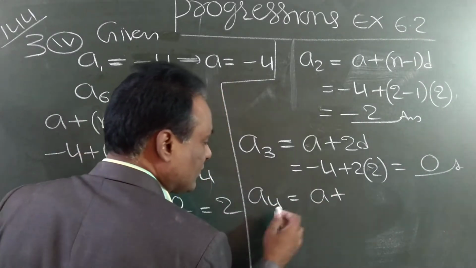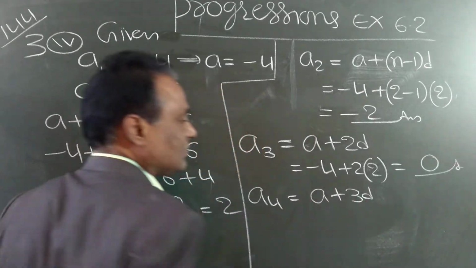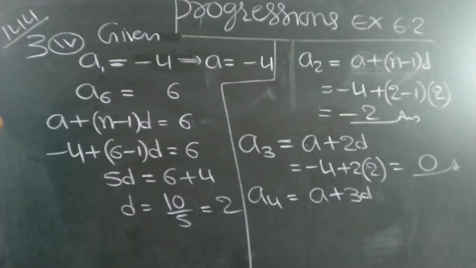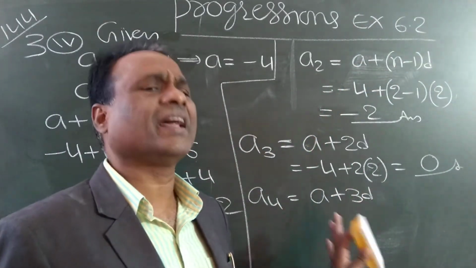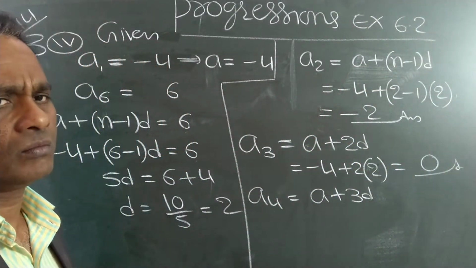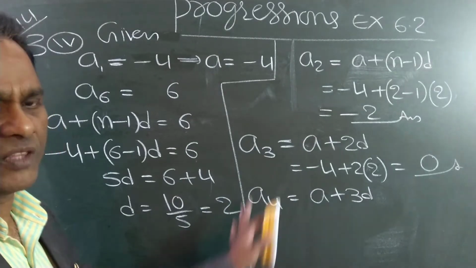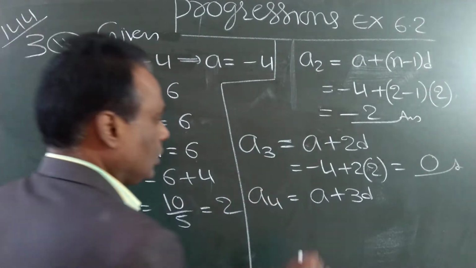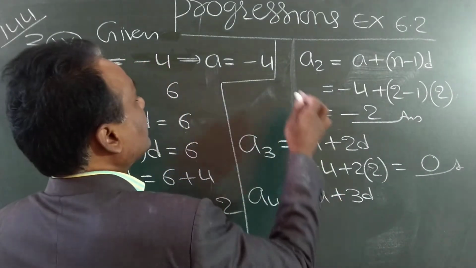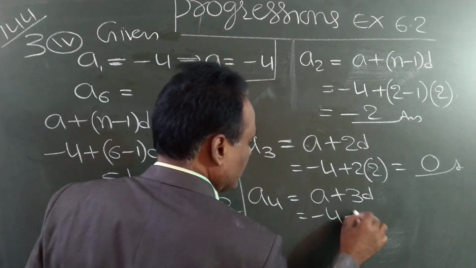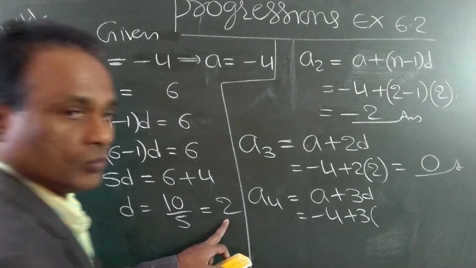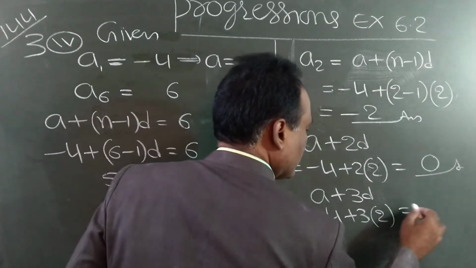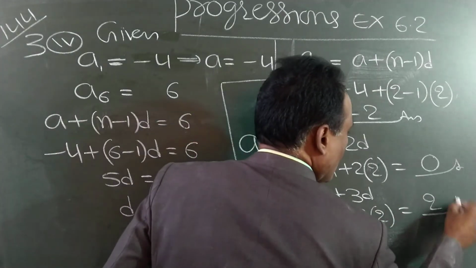A4 is A plus 3D. If it is 4, we will get 3D. Same formula, I am not writing it, I am writing the direct step. One step I am missing here. A is minus 4 plus 3 into D, which is 2. 3 twos are 6, 6 minus 4 is 2. That is the answer.